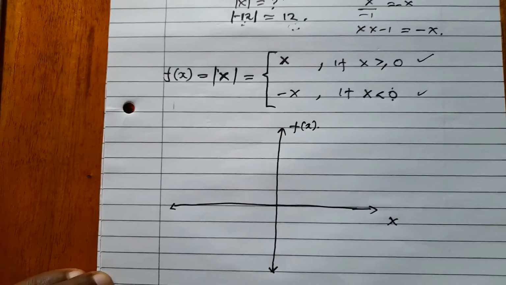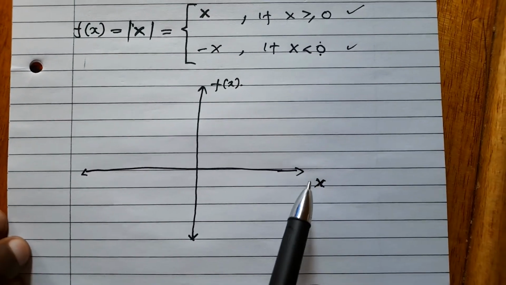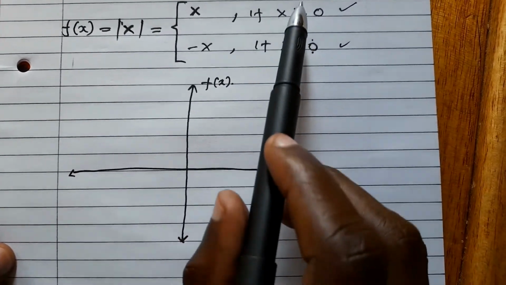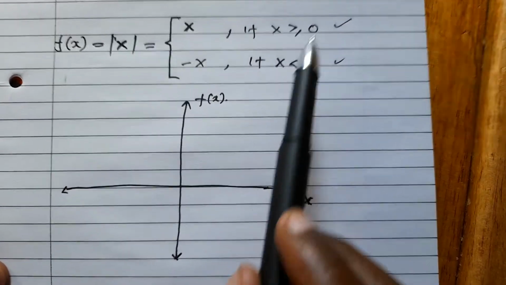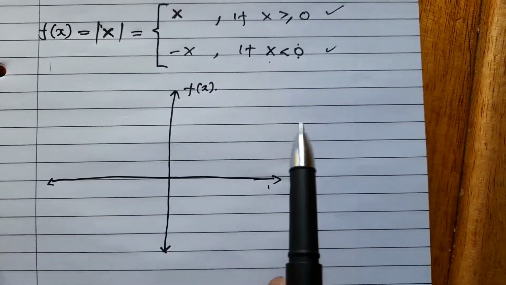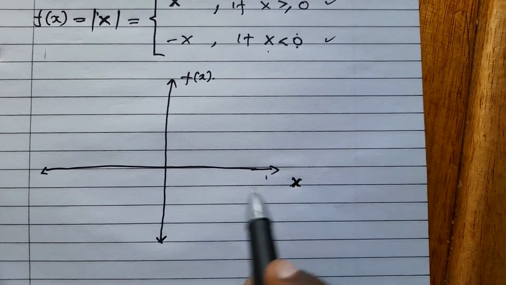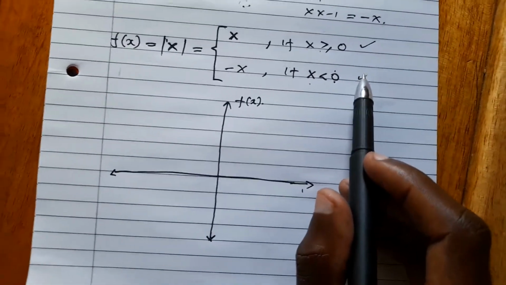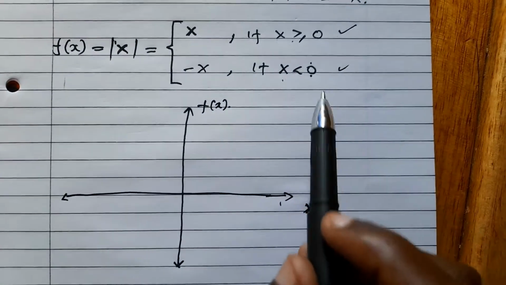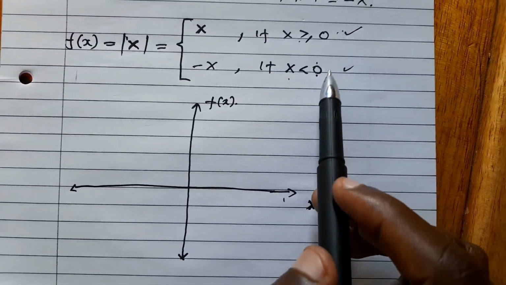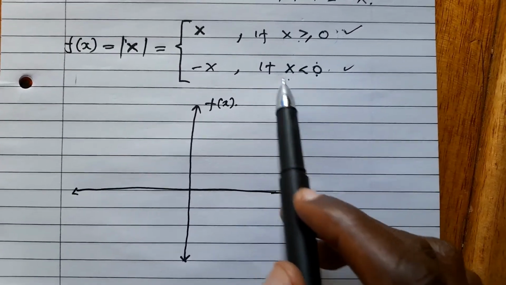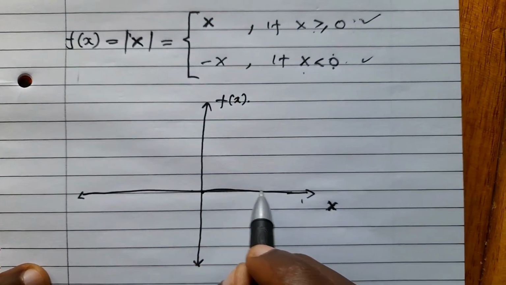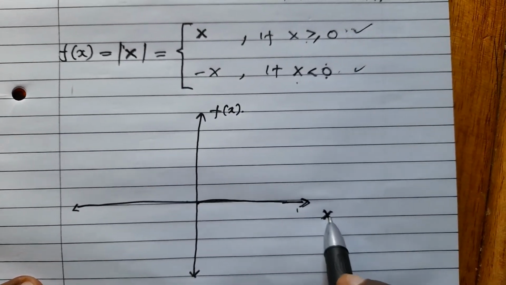Now you realize that I'm having two different domains, x is greater than 0 and x is less than 0. So for this case, my x here is greater than 0. We are starting with this piece. We have just said that we can graph a piecewise function by graphing each piece individually for the given domain. So you realize this part is x greater than 0, which is the positive x here.